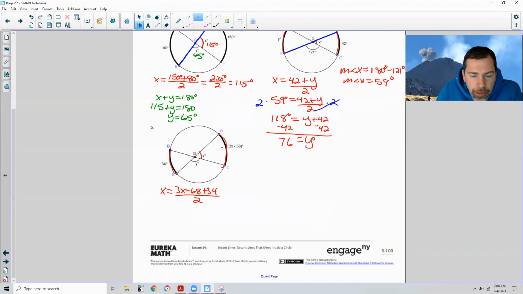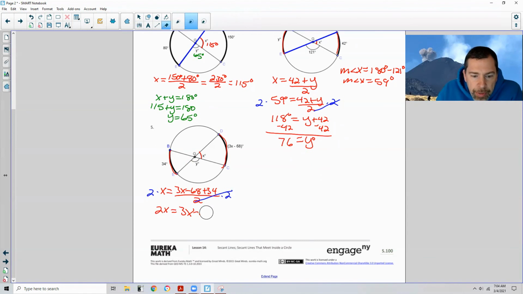And if you write the formula, everything just falls into place as long as you know how to simplify an equation and isolate variables. So we get 3x minus 68 plus 34 all divided by 2. All right, so I want to get the x's by themselves. So the first thing I'm going to do is get rid of my denominator. We don't want to have fractions. So when I do that, I'm going to end up with 2x equals 3x minus 68 plus 34.